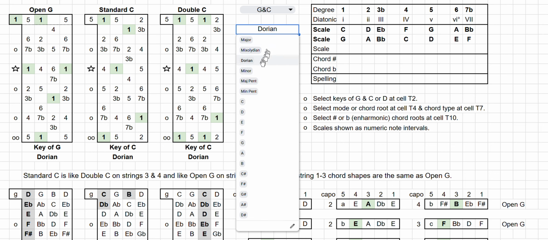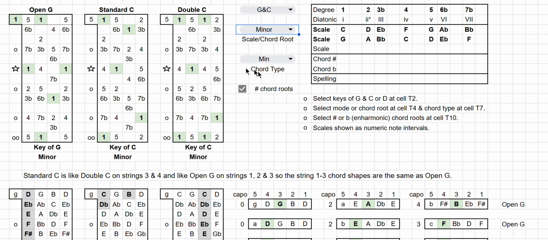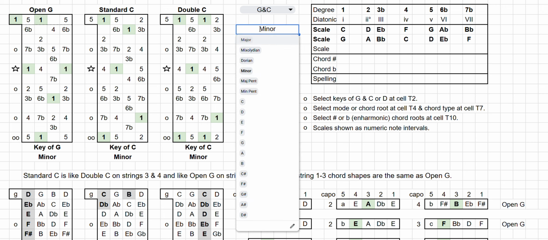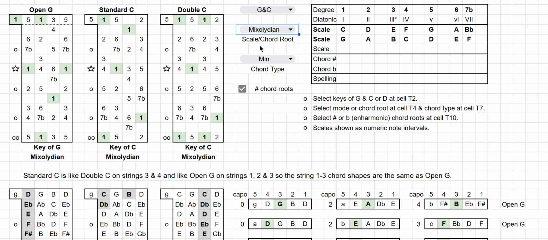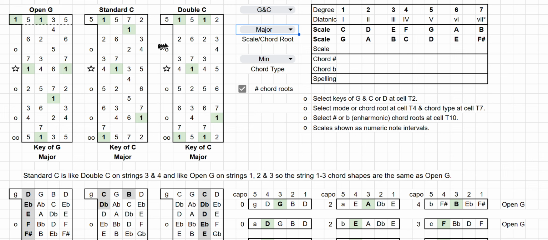Double C gives you open strings for the scale you're playing in for both major and minor keys. So all of these things might determine which tuning you want to use for chord availability or the scales you want to play.